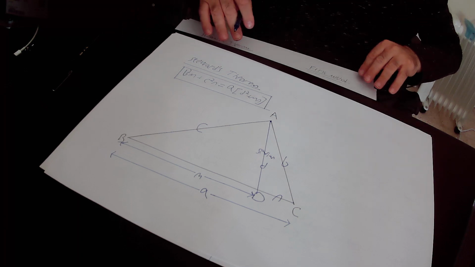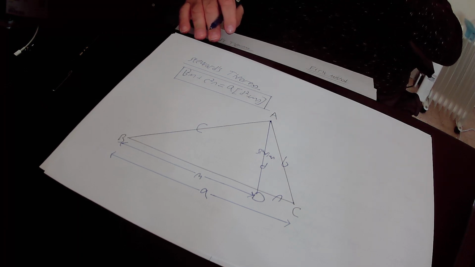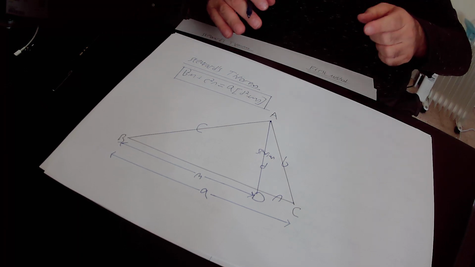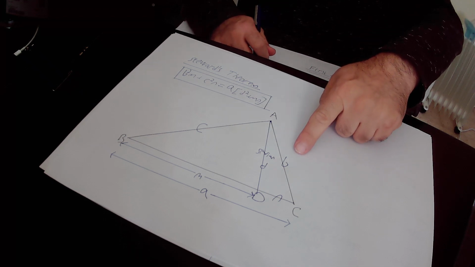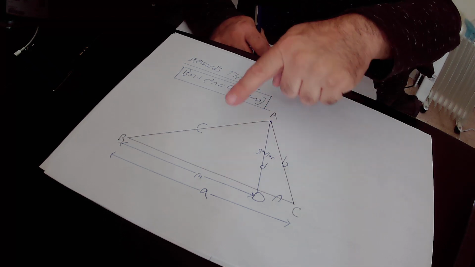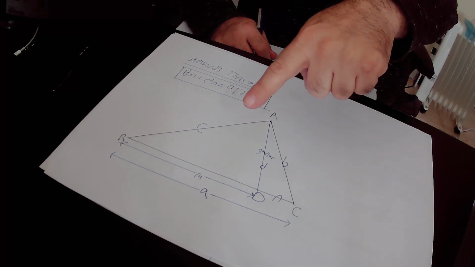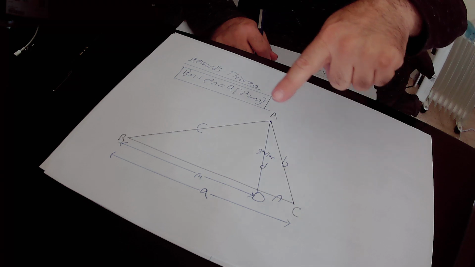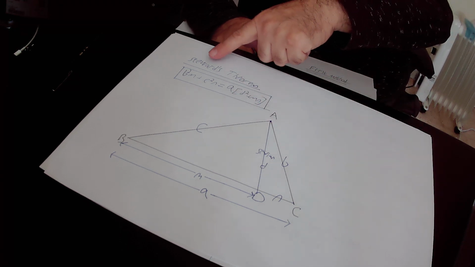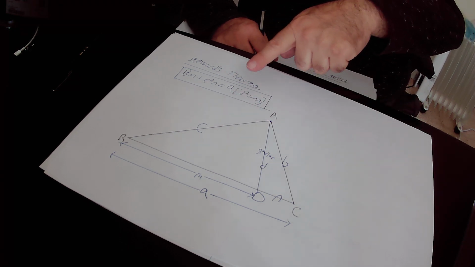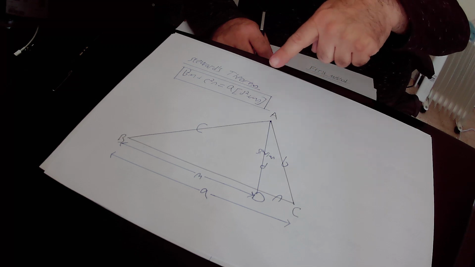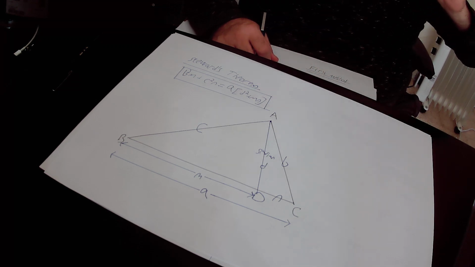According to Stewart's theorem, the following equation is true: b squared times n plus c squared times m equals a, and then we open the brackets. Inside the brackets we have d squared plus m times n. Again, b squared times n plus c squared times m equals a times the bracket d squared plus mn.